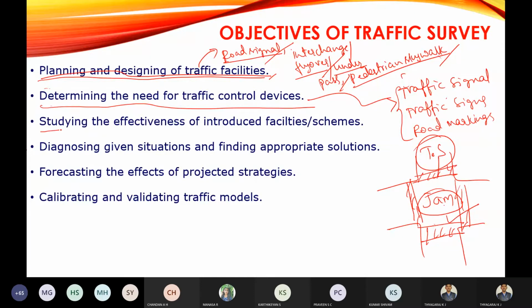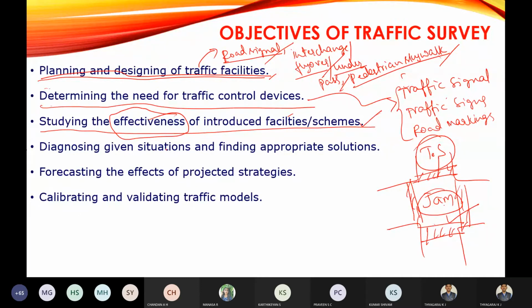Then studying the effectiveness of introduced facilities or schemes. What are the facilities we are going to provide? That is, whether it is effective or not. From the data you have suggested that some of these facilities can be provided, and you have to check whether those facilities are effective or not.